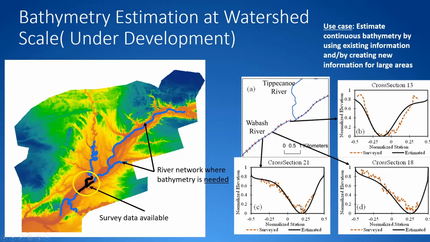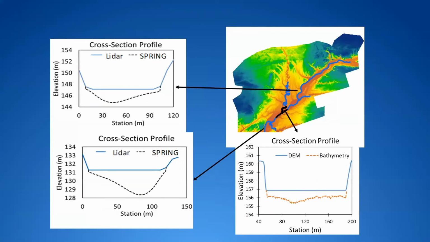And once you calibrate the parameters of that functional surface to those cross sections, then we can use that functional surface to create cross sections where we don't have any survey data. So this is an example of how this might look.